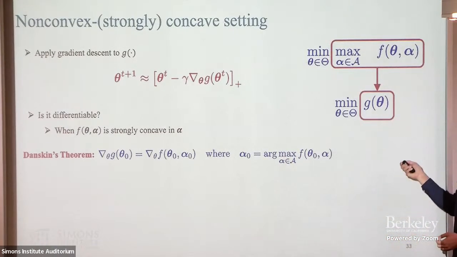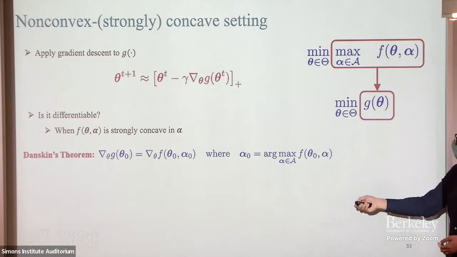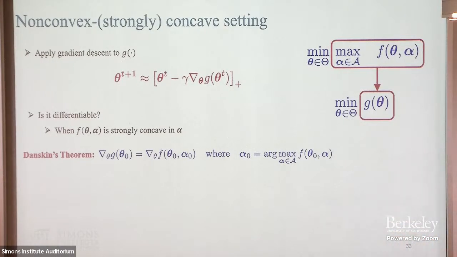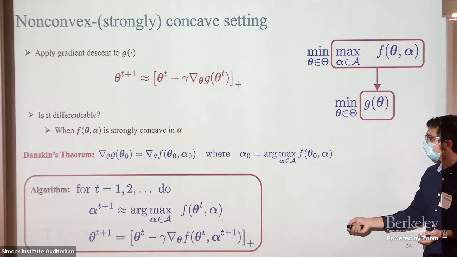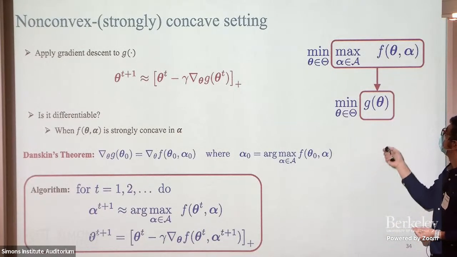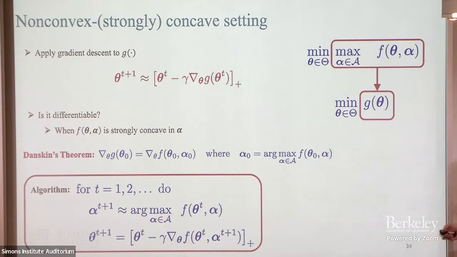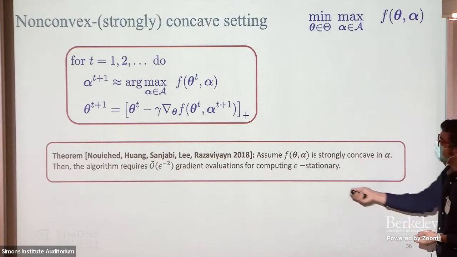Danskin's theorem says that the gradient of G at a given point theta naught is the same as the gradient of F at theta naught when you replace alpha with the optimal alpha. So if you find the optimal alpha and take the gradient of F, that gives you the gradient. This simple observation gives you an algorithm. You approximately solve with respect to alpha, solving this maximization, and then you do one gradient descent step with respect to theta. And you can show a convergence result.